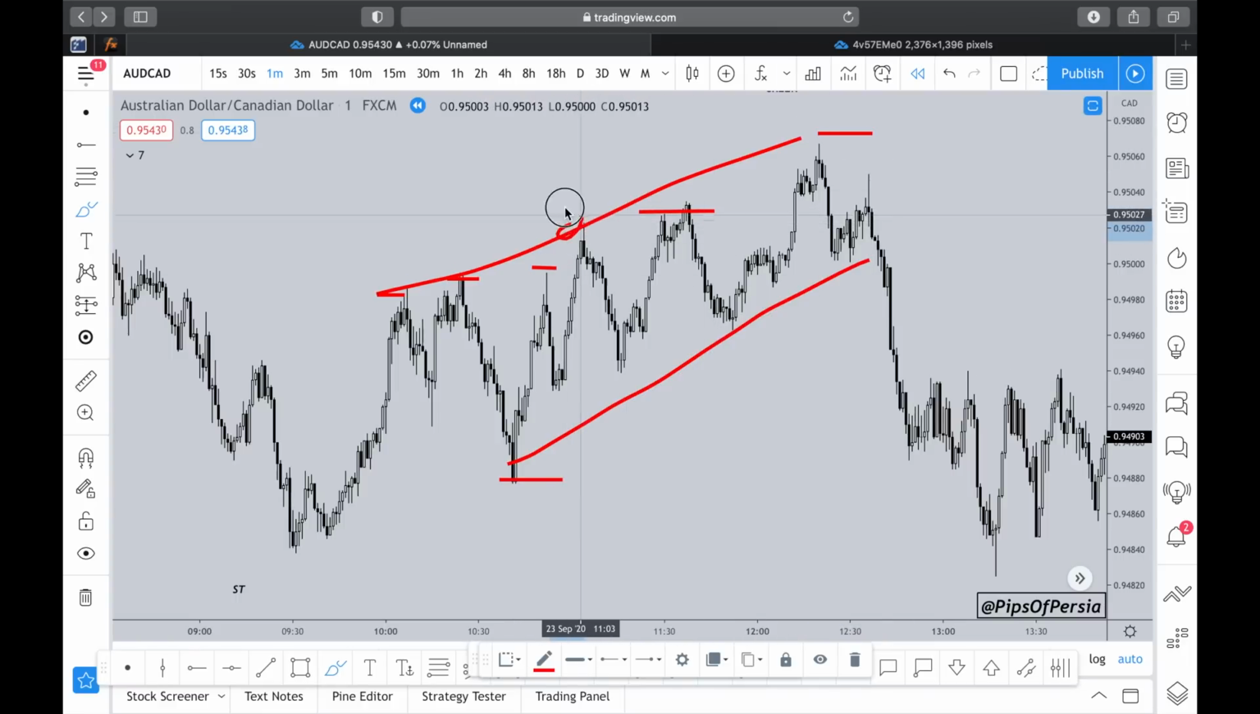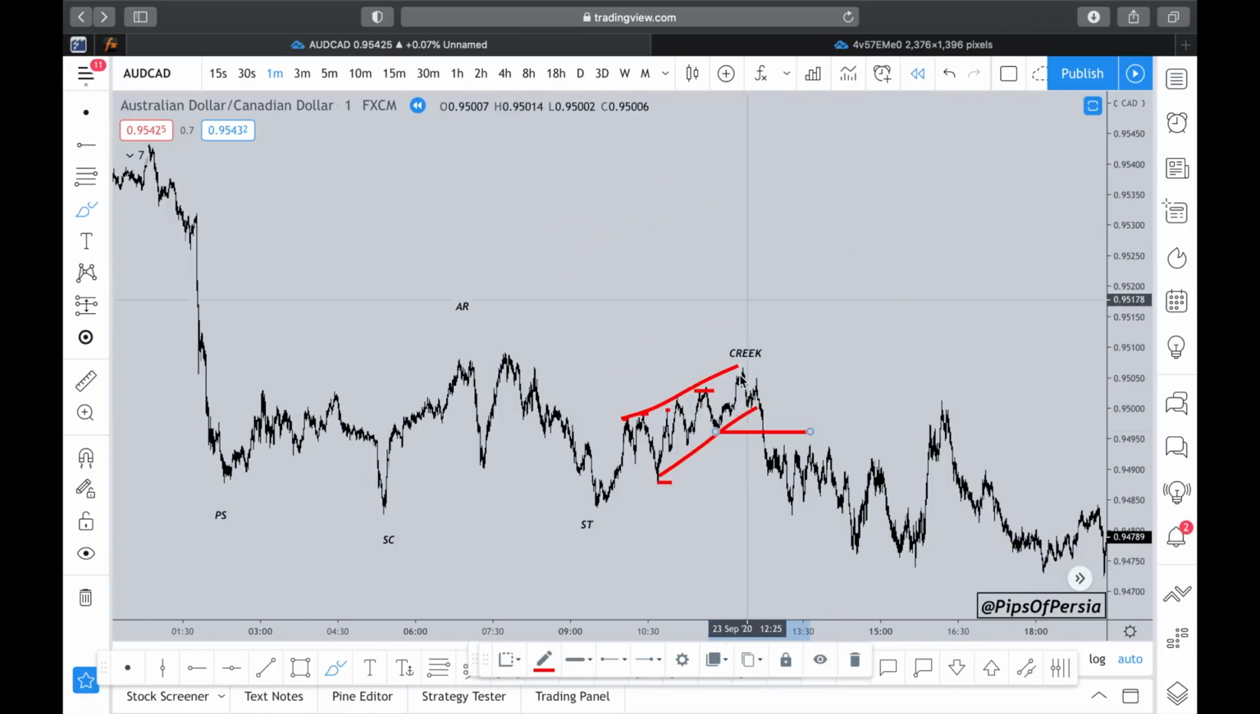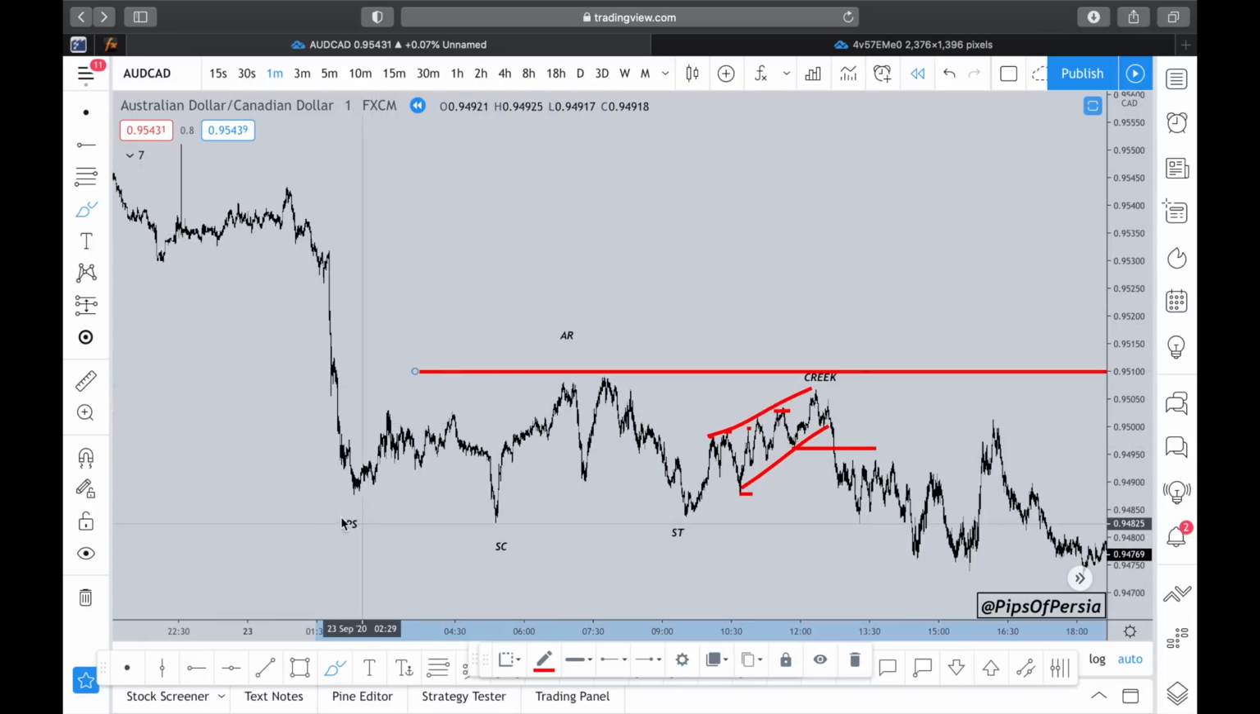So because there's an extra one over here as well, right? It's an extra push to the upside. So in this case, after even this break of structure to the downside, you would have been looking for that pullback for the entries based on that distribution within a redistribution range, if that makes sense.